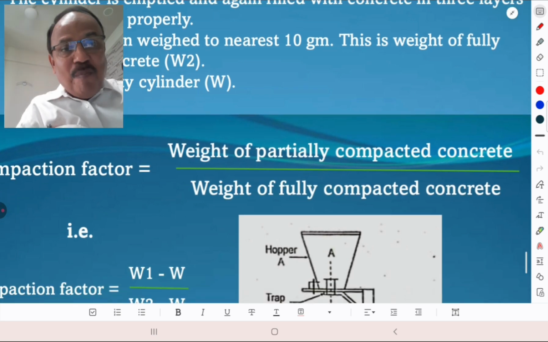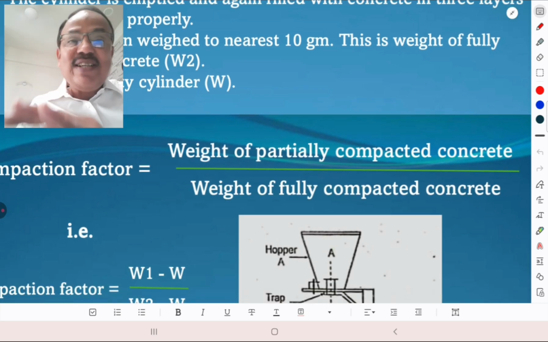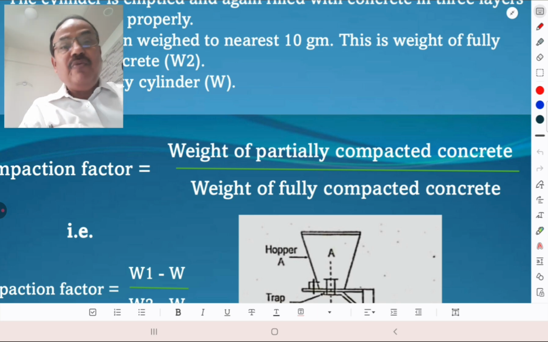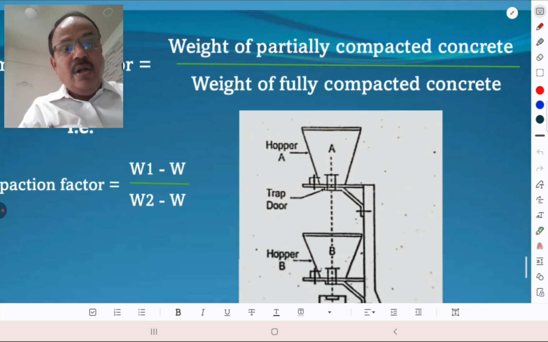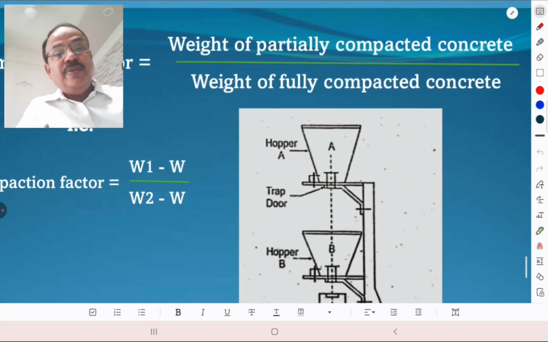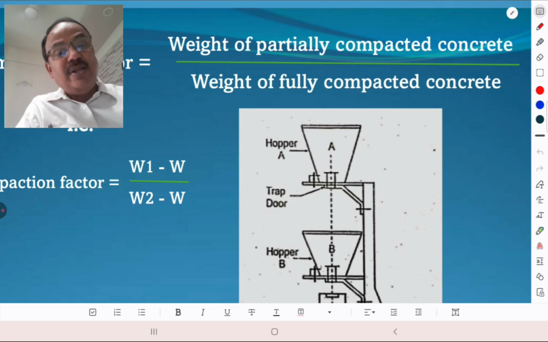So what is the compacting factor? Weight of partially compacted concrete divided by weight of fully compacted concrete. Means what is the formula for that? W1 minus W, where W1 is the weight of partly compacted concrete, divided by W2 minus W. What is W? W is the weight of the cylinder. Okay.